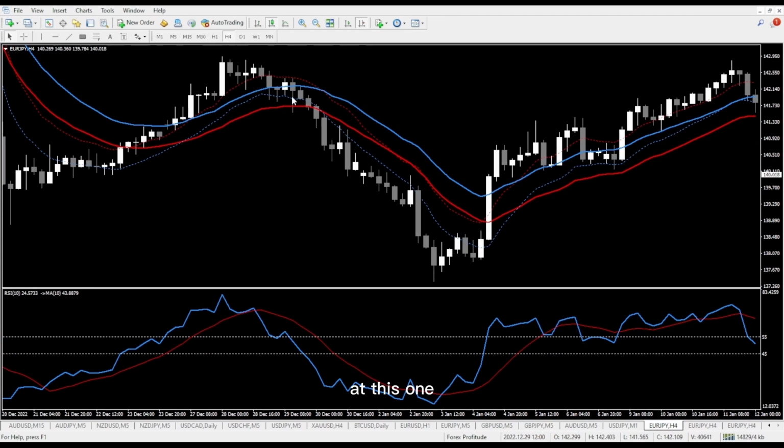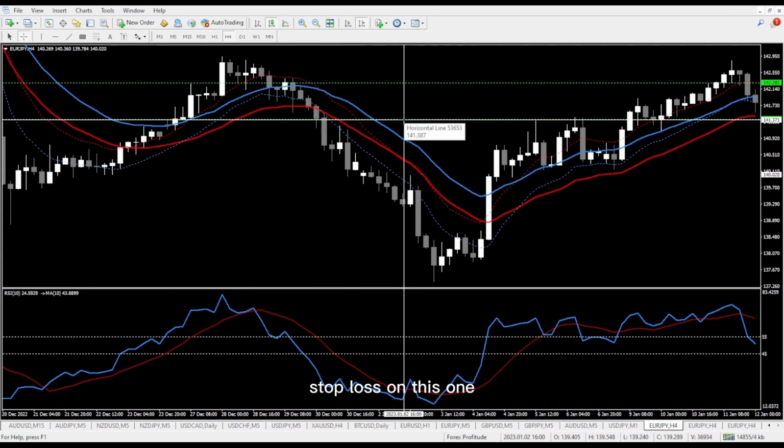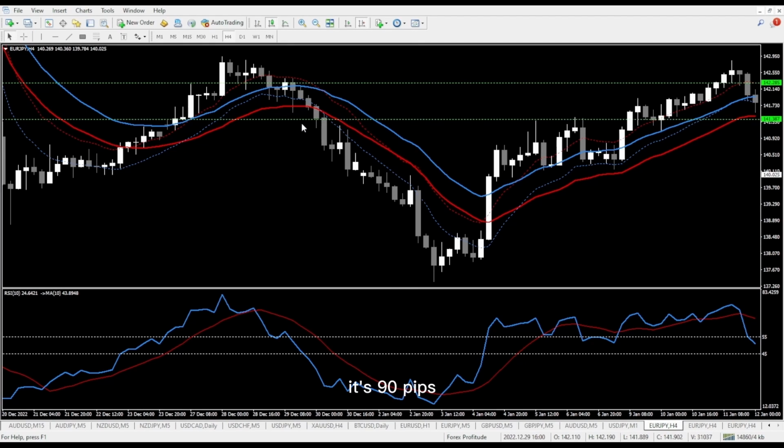So we're going to take a look at this one. This is a really nice example. I'm kind of cherry picking this, but it'll give you the idea. So if we take a look at this, we're going to place our entry. We're going to place our initial stop loss. And now we're simply going to let this trade run. As this trade goes, we're going to follow it along this 10 EMA. Now, the initial stop loss on this one is, let's say, 90 pips.